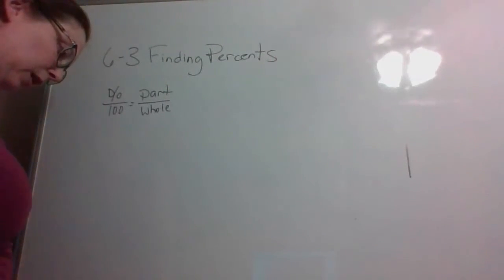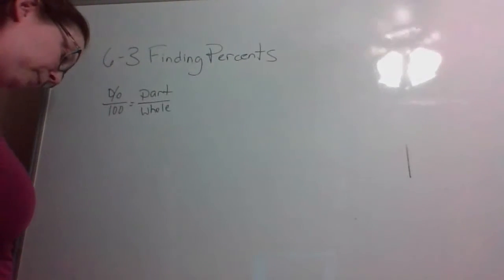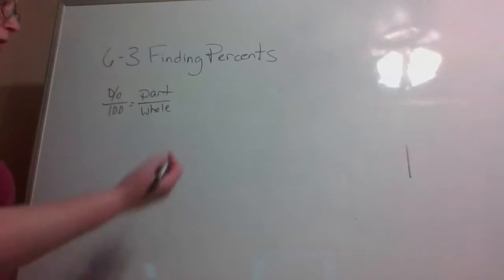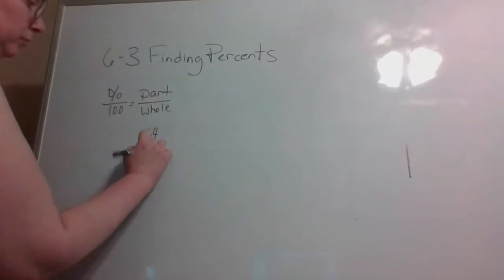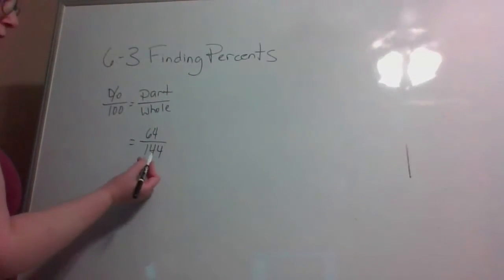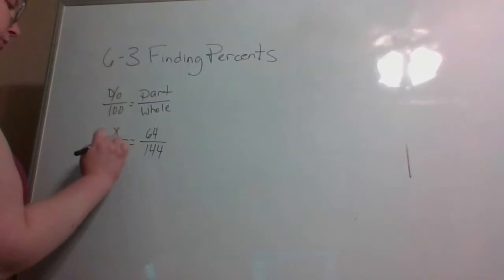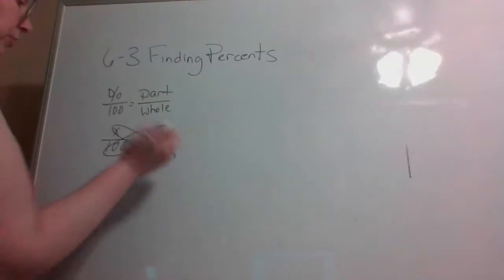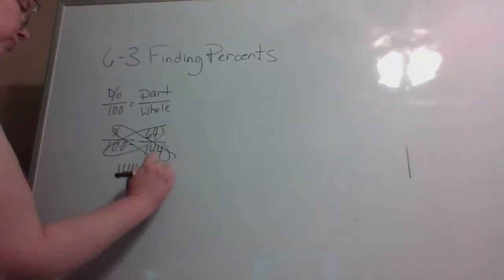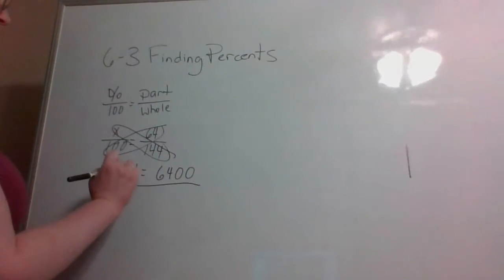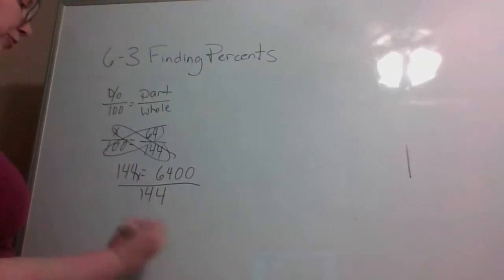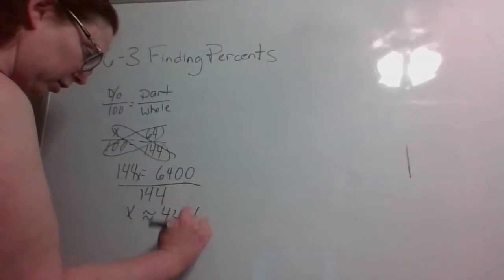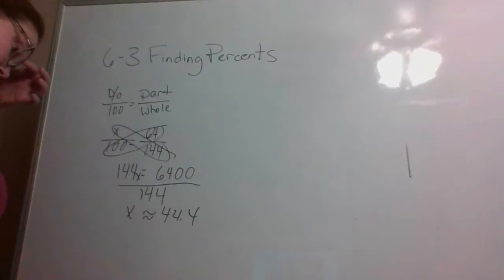Number 1 says, what percent of 144 is 64? So they're saying that 64 is the part, 144 is the whole. We don't know the percent. That 100 is always going to be there. That will not change. We're going to cross multiply, divide by our coefficient, and we get that x is about 44 400ths percent.